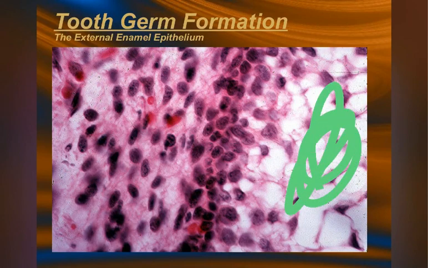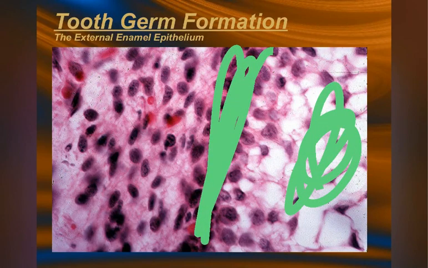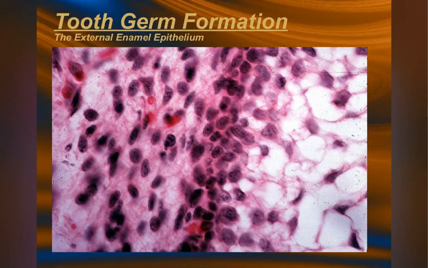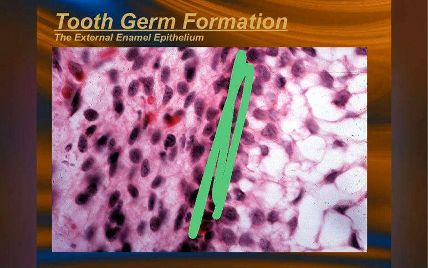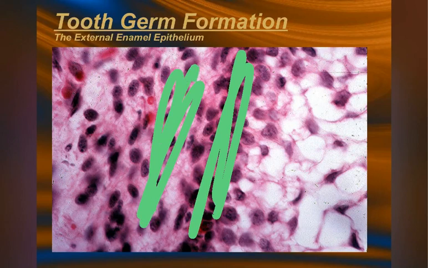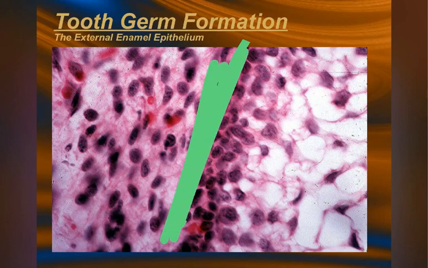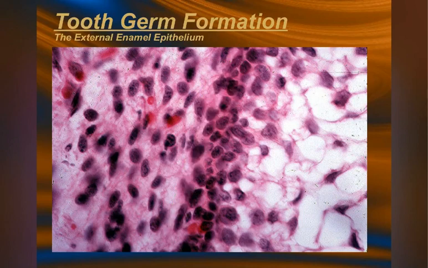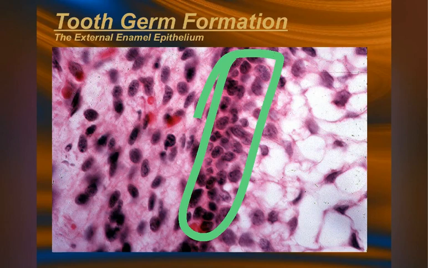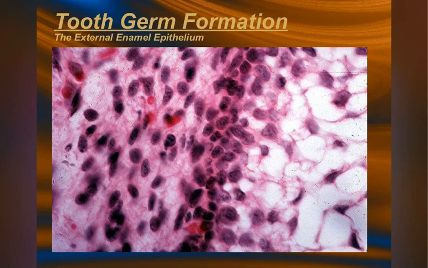Stellate reticulum, outer enamel epithelium, and then we have dental follicle. You notice there is no cell-free zone between them. They are flat or cuboidal.